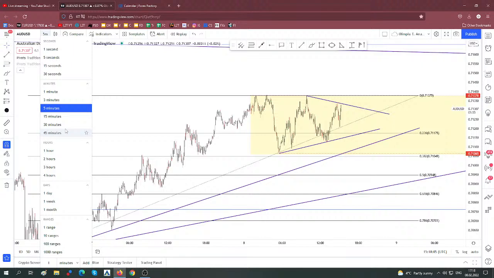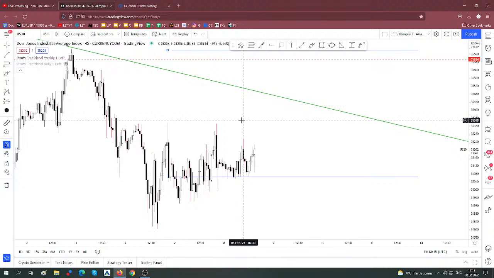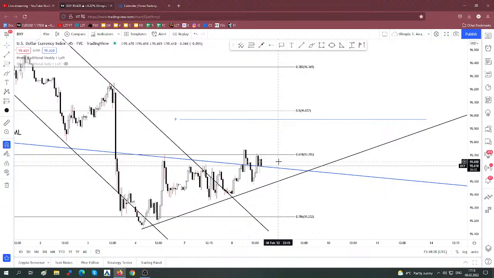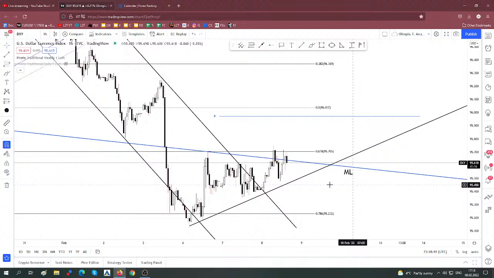US 30. Yeah, same here, sideways movement. US 100. Yeah, still the same. Yeah, the dollar index, I don't know, maybe it tries to retest the medium line here on 45 minutes, 1 hour. Let's take a look. Yeah, on 1 hour is located right below the medium line. But as I've said, I'm still holding that trade in US dollar versus the Mexican peso. Yeah.